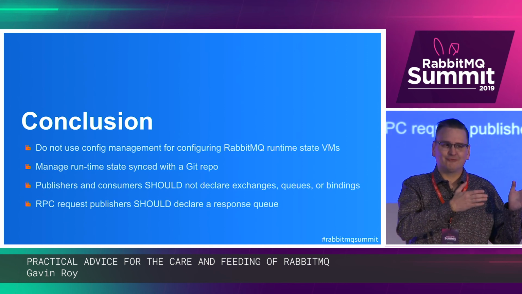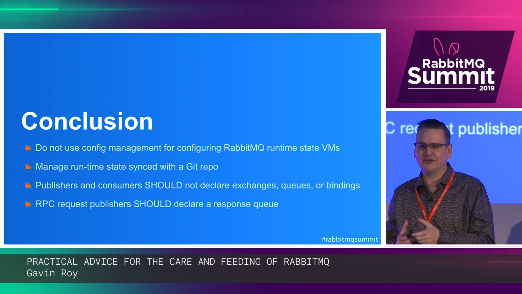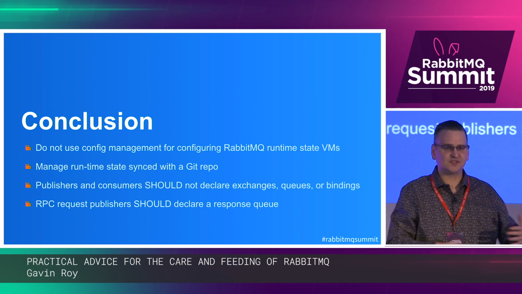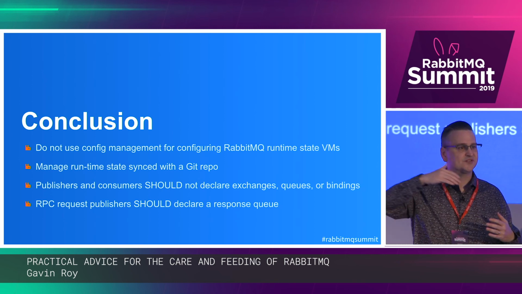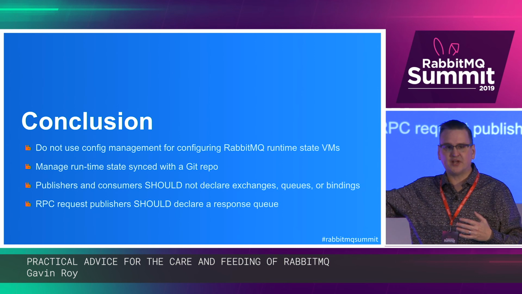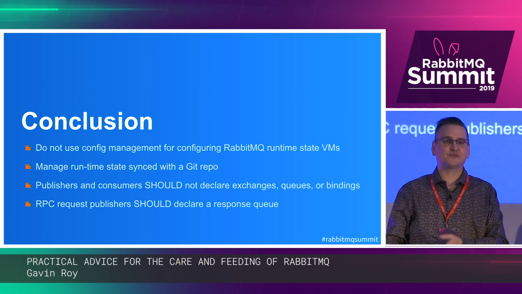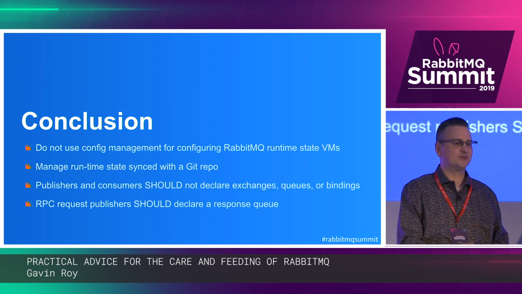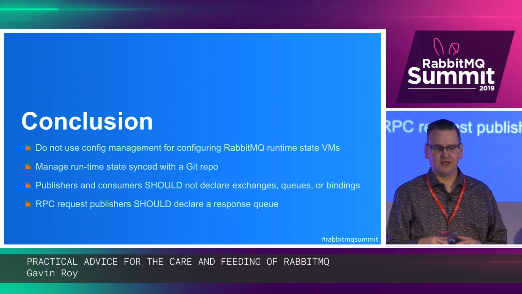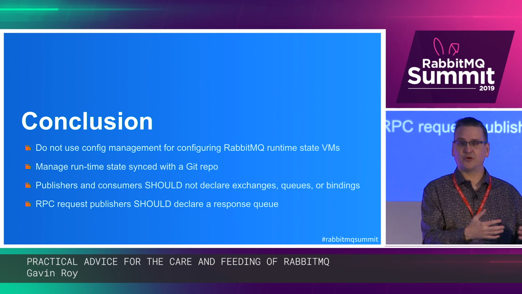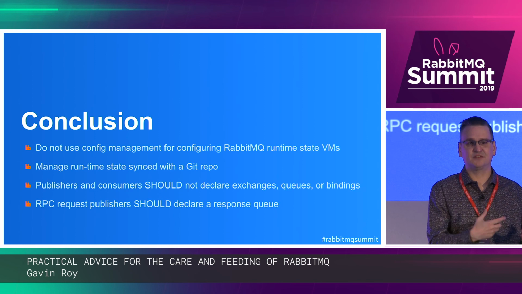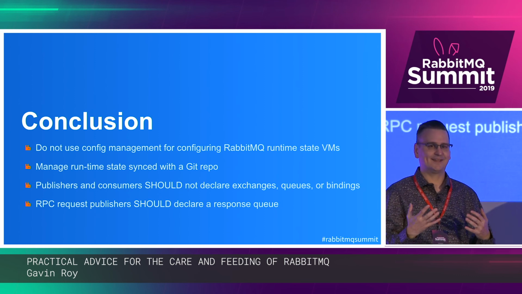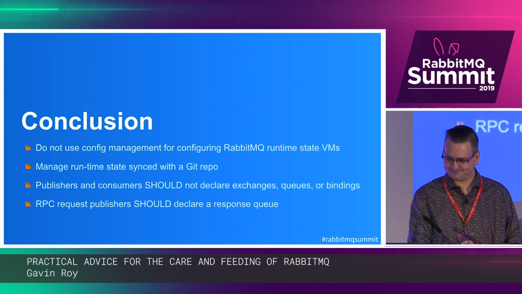For example, if you're using Rabbit in an RPC paradigm where you've got, let's say, a web service that is publishing RPC requests over Rabbit using the reply-to header, it's going to need a place for the replies to come back to, so it should declare an exclusive temporary queue for itself to receive its replies. That's not the kind of thing that you want to keep in a Git repo.